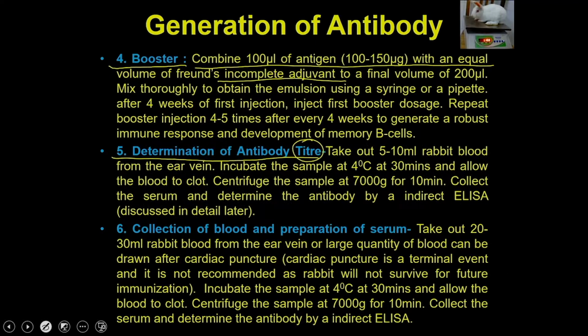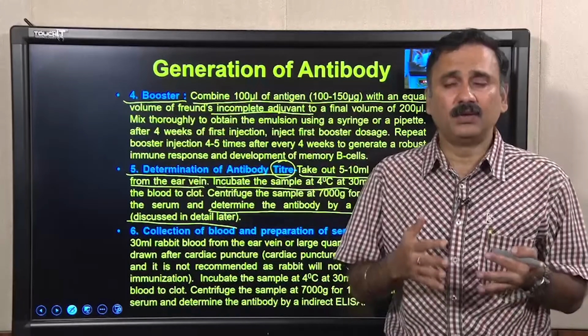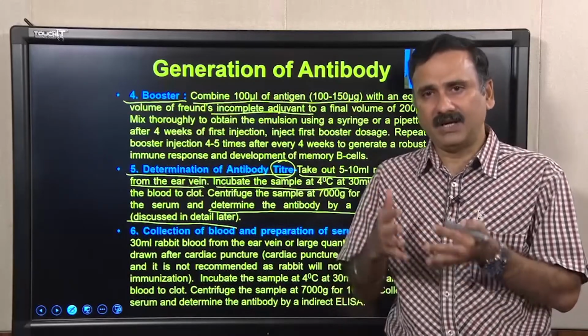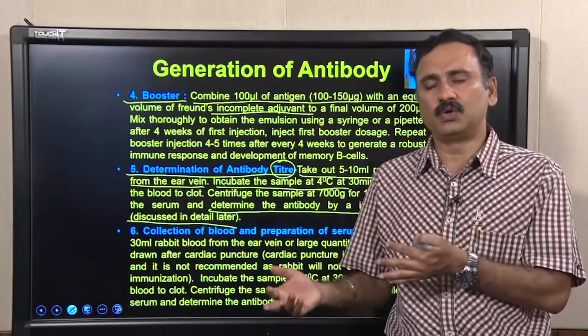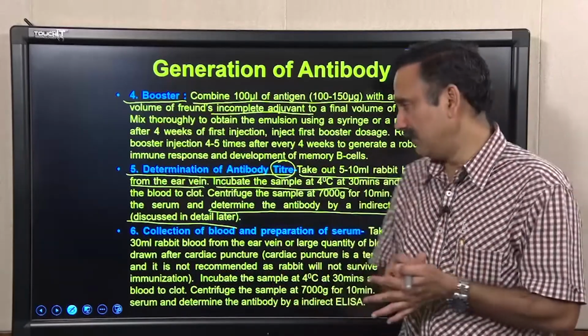So, in that case, you take out 5 to 10 ml of rabbit blood from the ear vein of the rabbit, incubate the samples at 4 degrees, and then you collect the serum, and you determine the antibody by an indirect ELISA. Indirect ELISA we are going to discuss in a later module when we take up the techniques related to immunology. At that time, we are going to discuss the indirect ELISA, and we are also going to show you how to perform the indirect ELISA as well.